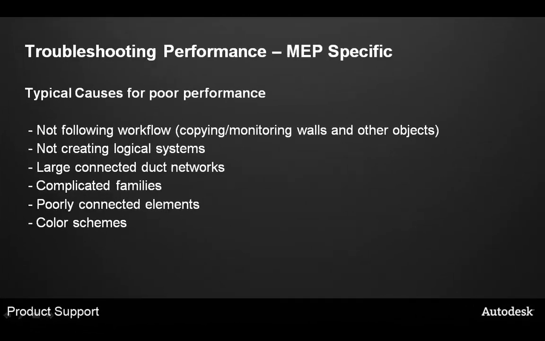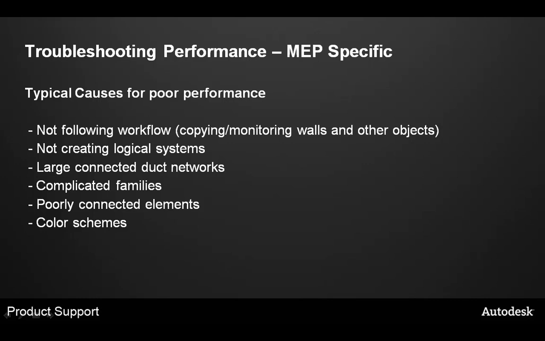Poor performance is often an issue MEP customers face. There are some typical issues that you can look at to resolve poor performance problems. Here are some typical causes of the issue. First, not following the workflow that we've outlined. Making sure you're properly monitoring and copying walls and other objects. It's important in Revit MEP to create logical systems with ductwork and pipe in order for the performance to be optimized.